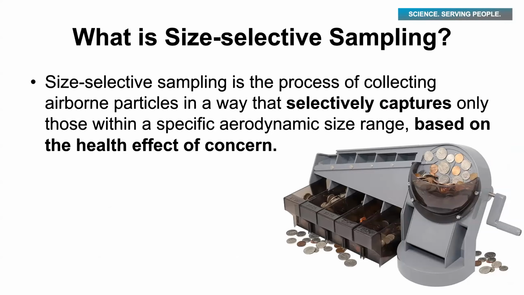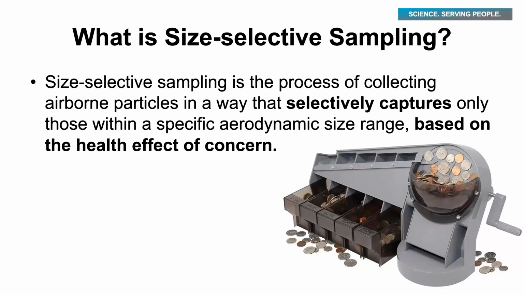I like to think of it as one of those change machines at the grocery store, where you dump all of your change in and rotate the handle, and all the dimes go where the dimes go, the nickels go where the nickels go, and so forth. By selectively sorting our change, we know exactly what we are looking at. When we're talking about size selective sampling, we are selectively capturing the specific size range that we want. For respirable dust and silica, we are talking between 1 and 10 microns.